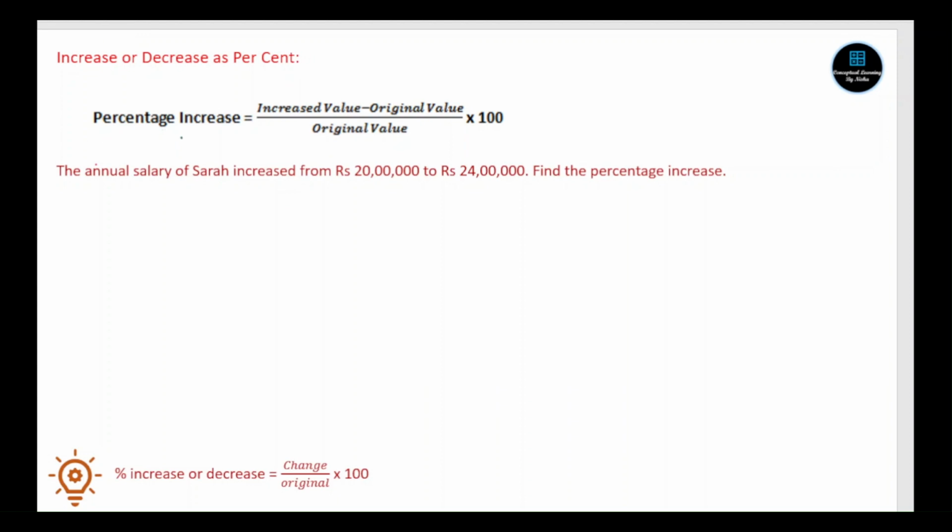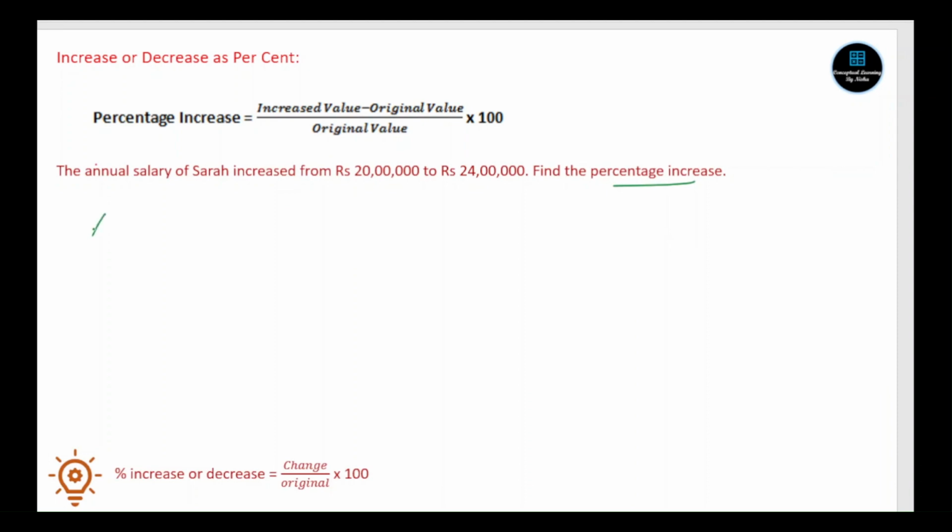Now, increase or decrease percent value. So, percent increase is equal to the increased value minus the original value upon the original value into 100. Basically it is nothing but whatever change you are getting upon the original value into 100. Now, let's understand with an example. The annual salary of Sarah increased from 20 lakhs to 24 lakhs. Find the percent increase.